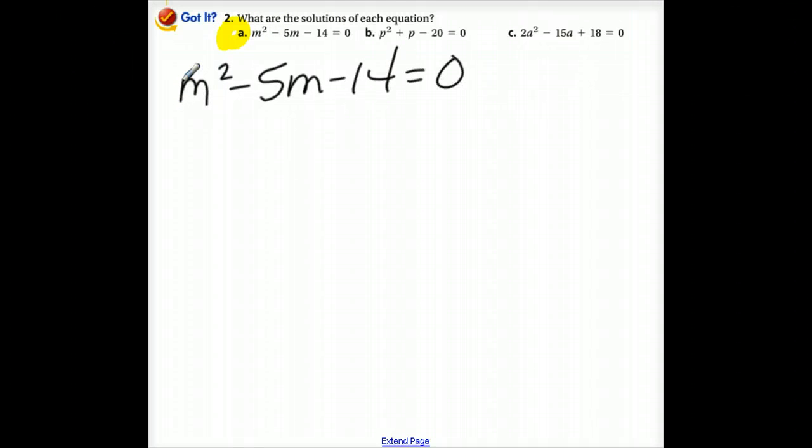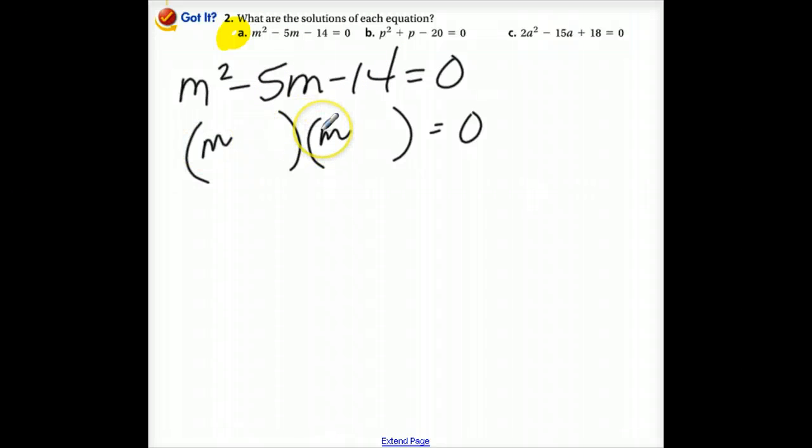I'm going to do A. So I have m squared minus 5m minus 14 equals 0. Alright, I need two binomials that factor together to get this trinomial. I'm going to look at the product of 14. Two numbers that multiply together to get negative 14, well 7 and 2, and they need to have a sum of negative 5. Well, if I have m, and if I do a negative 7, positive 2, I'll get my negative 5 sum. Alright, so I can set both of these equal to 0.